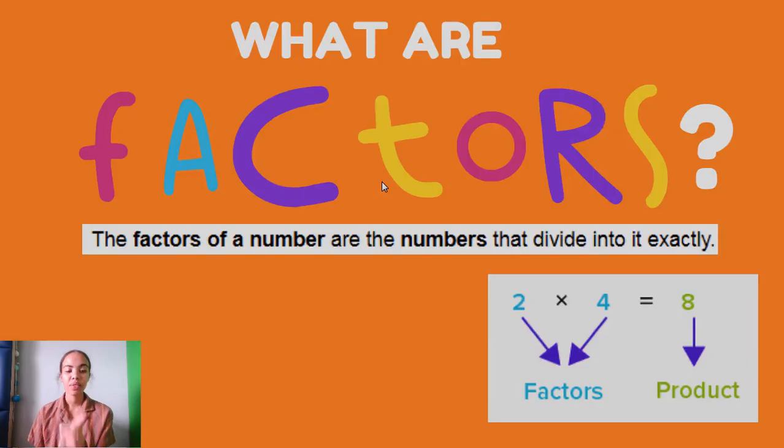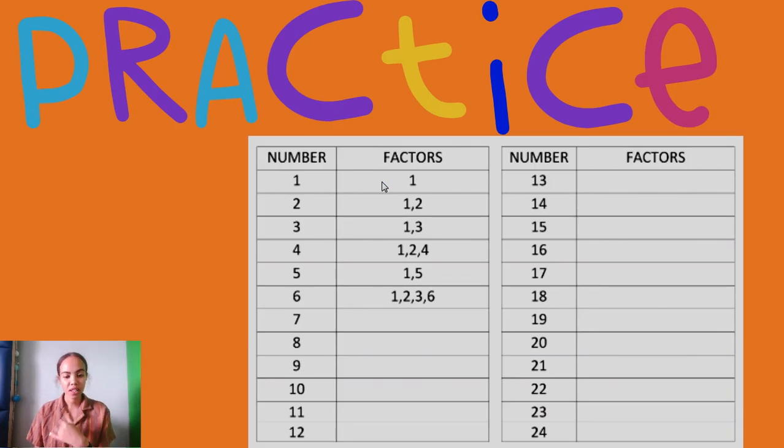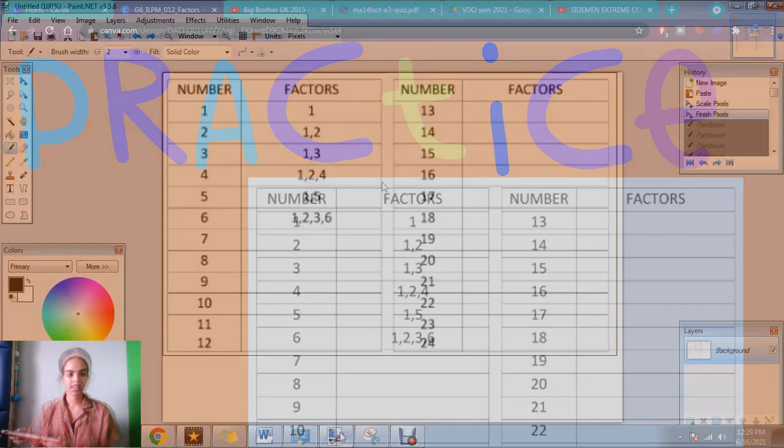So what is a factor? A factor of a number is a number that can divide exactly, with no remainder. Okay, we're going to practice over here. We're going to go to the drawing board, and they've already given us all the way to number 6. We'll try to do some here and there.